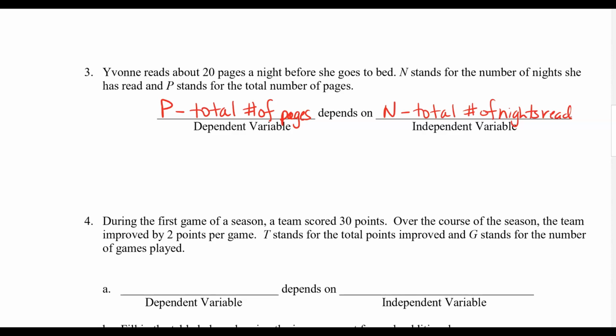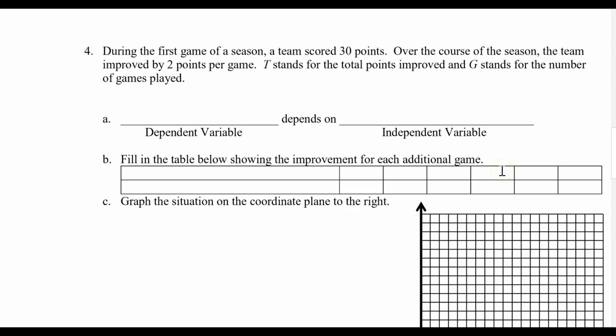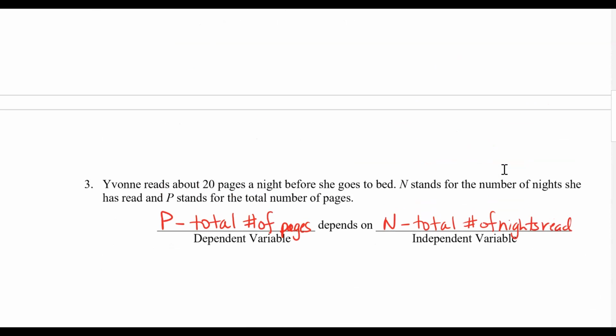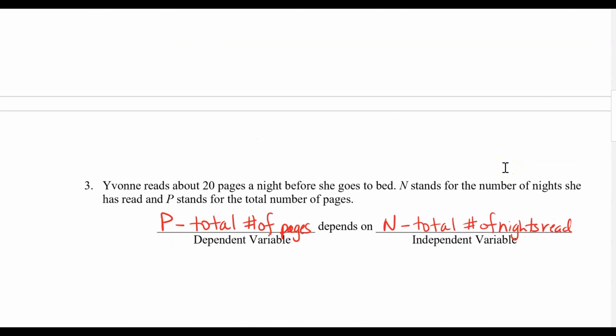Because if she only reads one night, she's read 20 pages, right? If she reads 2 nights, she's read 40 pages. 3 nights, 60 pages. So the total number of pages depends upon how many nights she's read. So we are going to stop with that example because I think that drives home the idea of independent and dependent variable, and that's all you need to complete that first lesson.